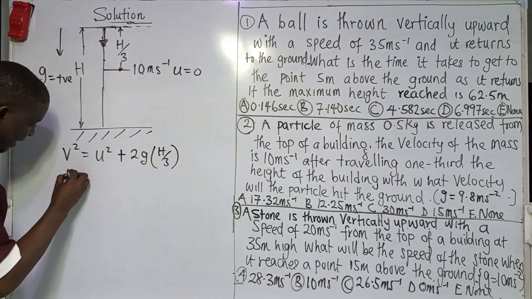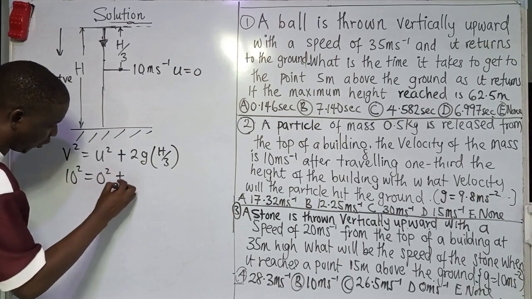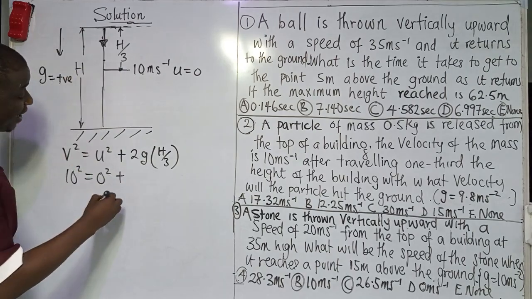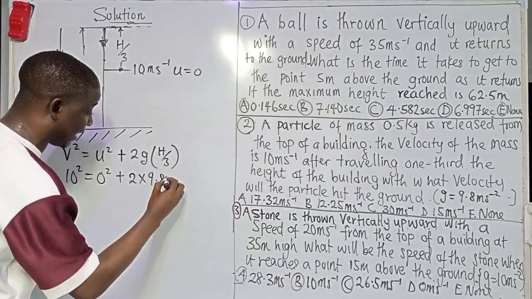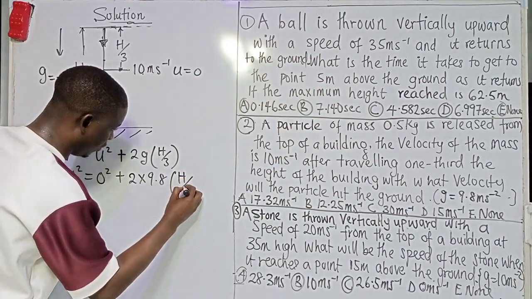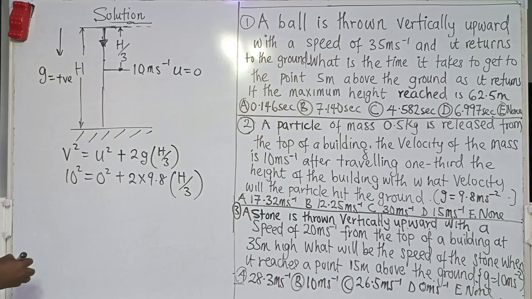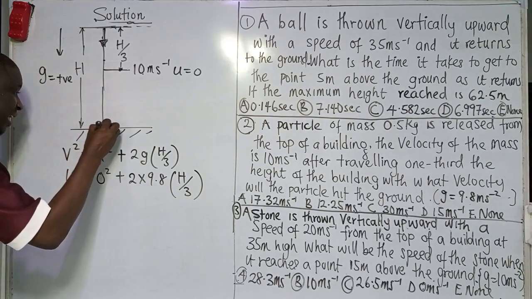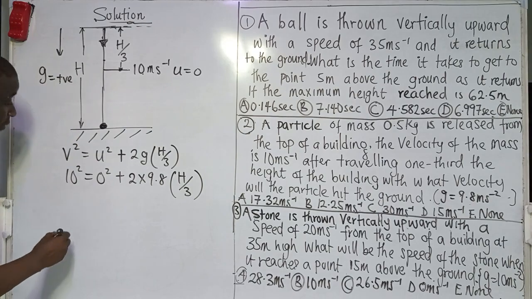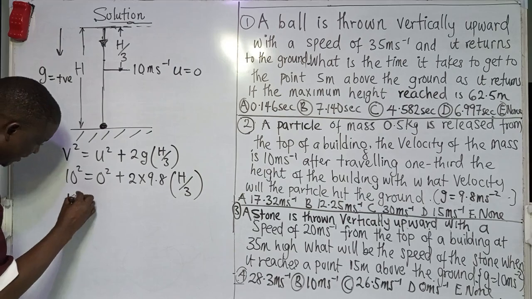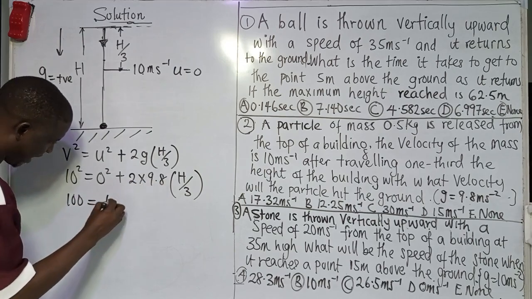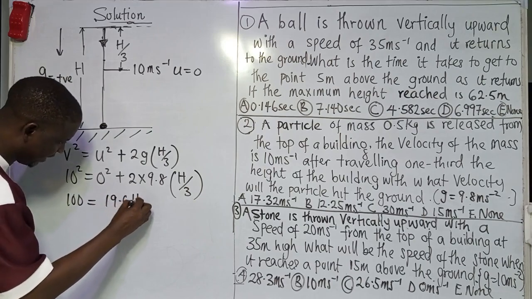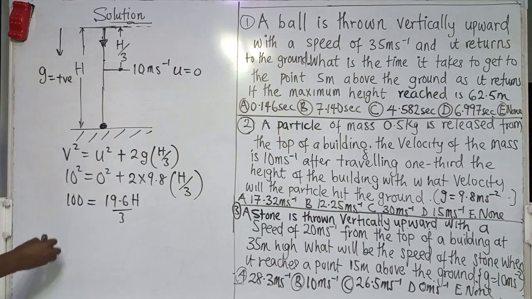So that is 10 squared equal to 0 squared plus, because it's coming towards gravity, 2 times 9.8, they say we should use 9.8 as our g, times h/3. Now we can get our h. It is very easy to work because we are looking at the velocity at which you hit the ground here. So now we would have 100 equal to 0, that will cancel, 19.6 h/3.